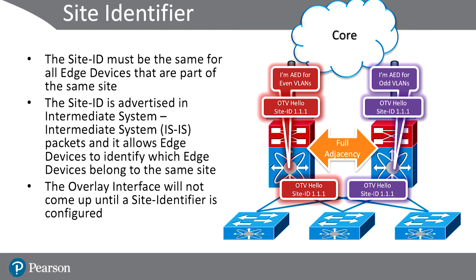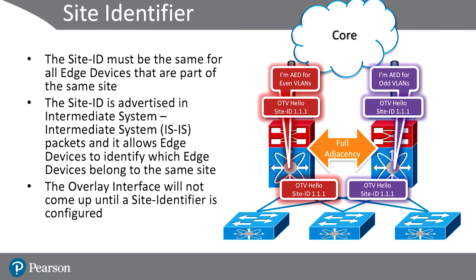OTV site identifier. The site ID must be the same on all edge devices that are part of the same site. The value for the site ID can range from 0x1 to 0xFF. The site ID is advertised in ISIS packets, and it allows edge devices to identify which edge device belongs to the same site.